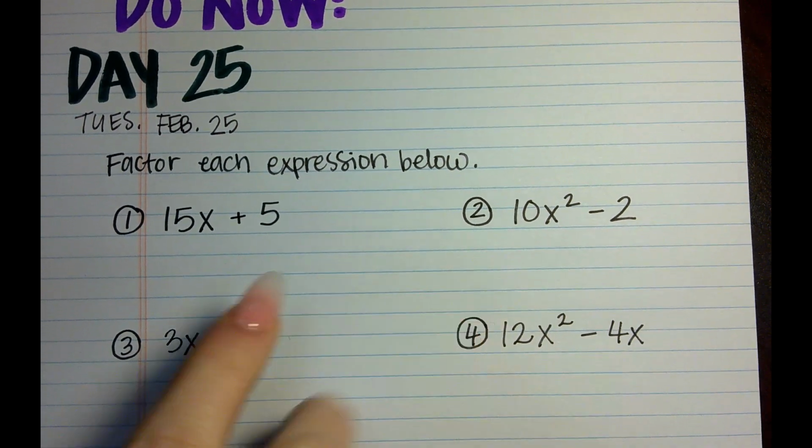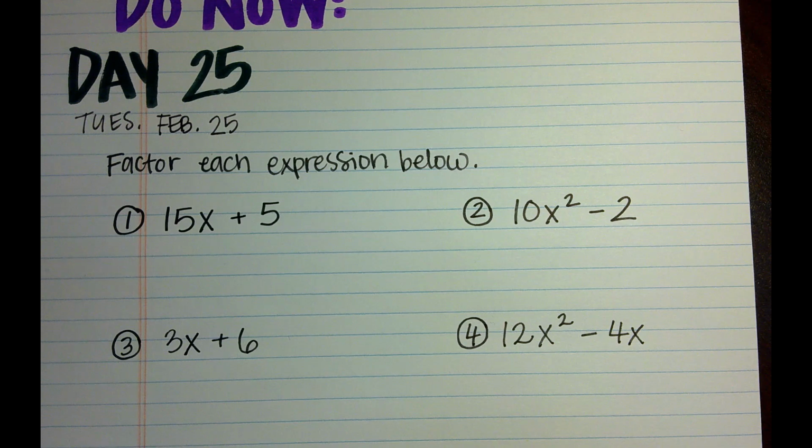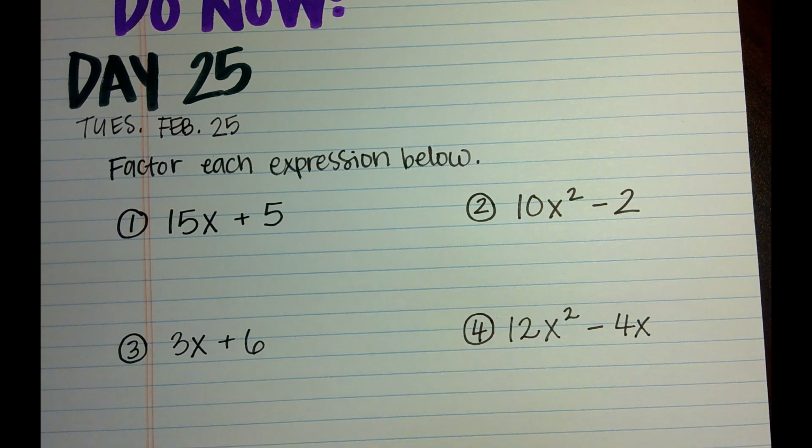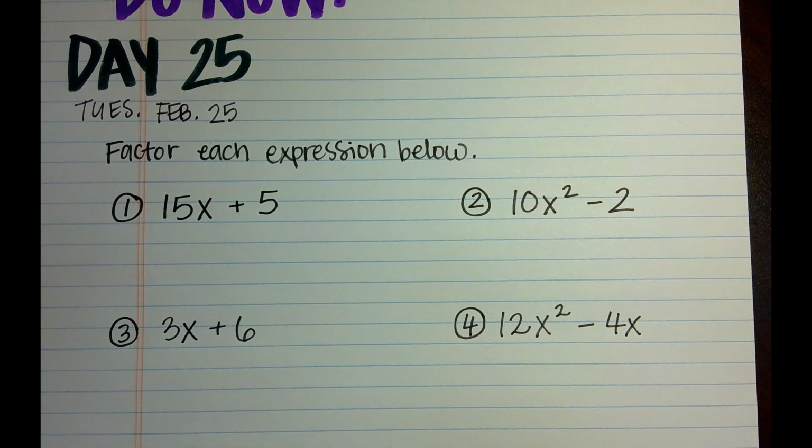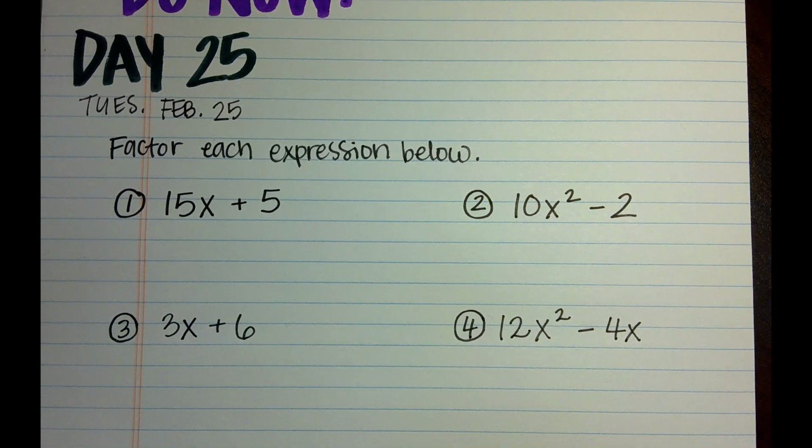Whenever we are doing these 4 problems I gave you, I have a couple of different expressions written below, and we are supposed to factor each of these expressions. Who can tell me what that means? What are we going to be doing with each of these problems exactly?